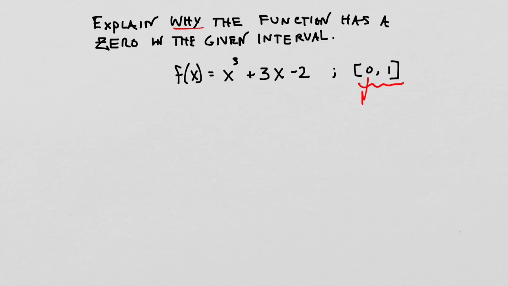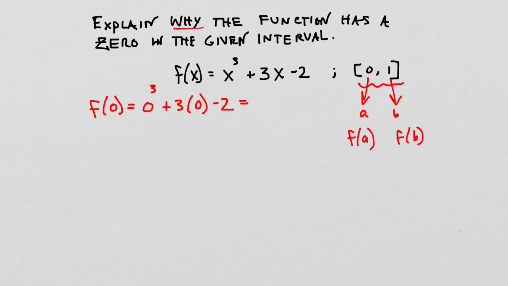What we're going to do is, this is like our a, and this is like our b. So we're going to just go ahead and find f of a, and we're going to find f of b, and let's see what that does for us. So when we plug 0 in and evaluate f of 0, we end up with this statement, which is equal to negative 2. And when we evaluate f of b, or in our case f of 1, we end up with 1 cubed plus 3, which is 4, and 4 minus 2 is 2.